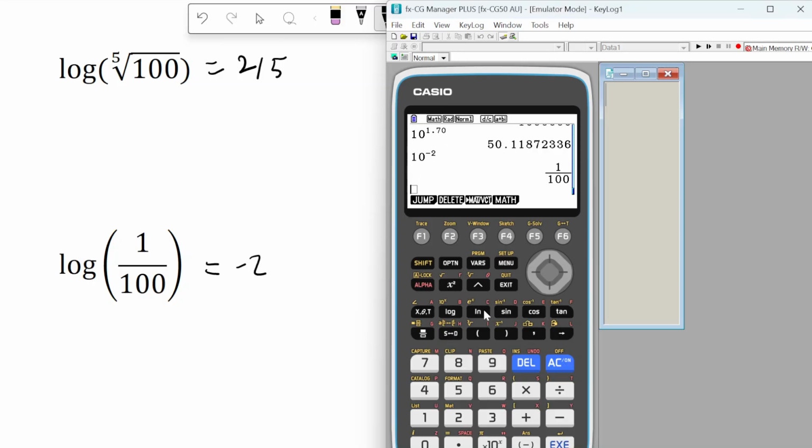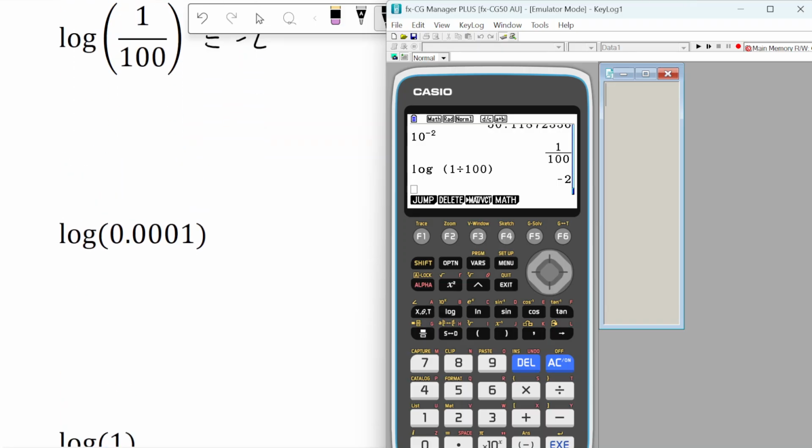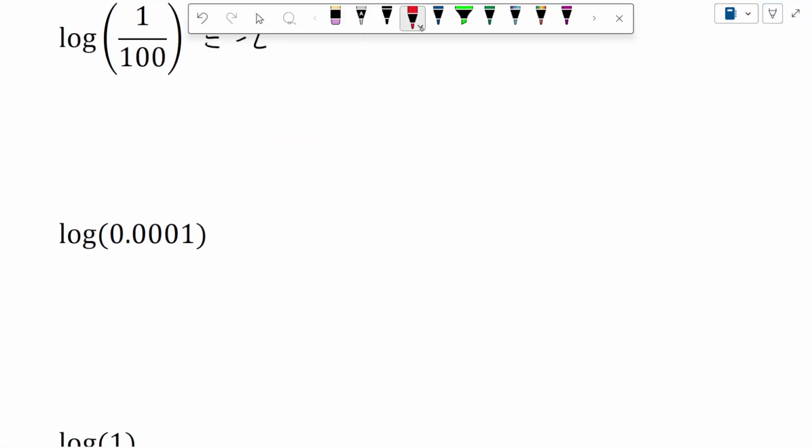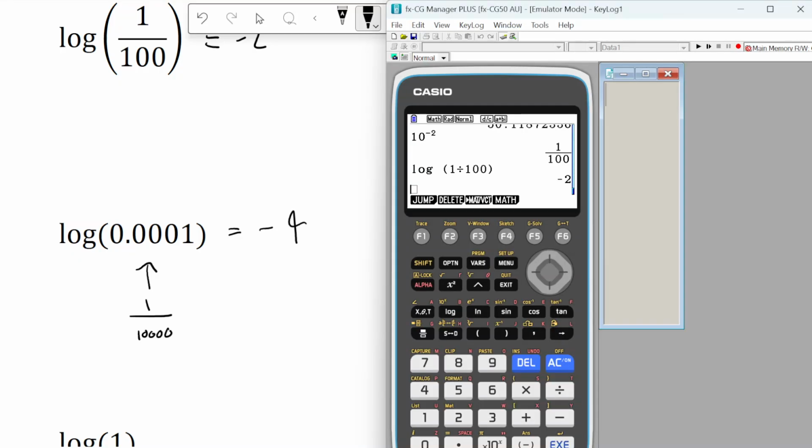Or if you prefer, you can go log of 1 over 100, which should give you -2. Log of 0.001 sort of comes back to scientific notation. We've got to think about how many times we have to move the dot left. If you wrote it as a fraction, it would be 1 over 10,000, and then it looks like it might be -4. We just have to double check. So log of 0.0001 is -4. There we go.